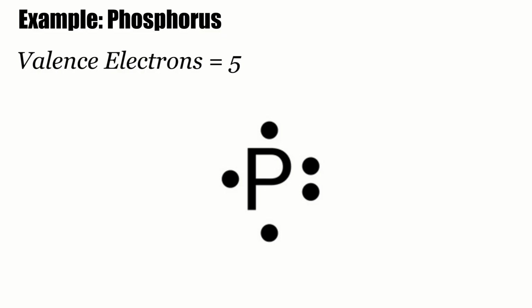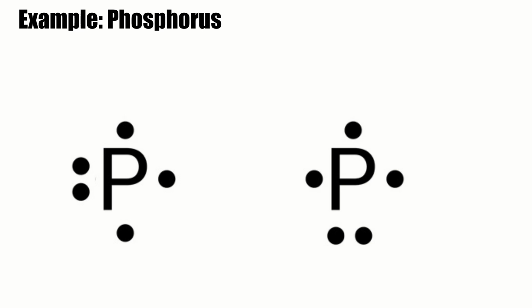Besides that, there's no hard and fast rules, and even the pairing up thing isn't really a rule, it's just sometimes they prefer that. As long as you have no more than 2 electrons on each side, you're good. Here's one way to draw it, and here's another way. Both of those are valid examples.